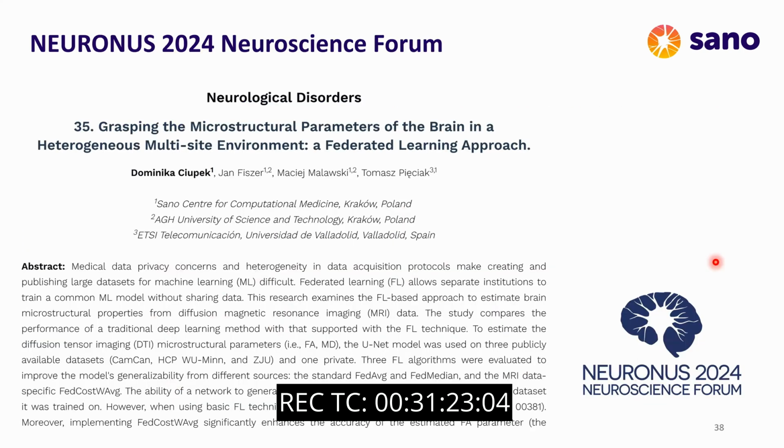The following research was presented during the Neuronus 2024 Neuroscience Forum in the form of a poster. And it attracted significant interest, especially from biologists and chemists that were not familiar with microstructural parameters. And they were very curious how to calculate them and expressed the willingness to incorporate them in their own research.